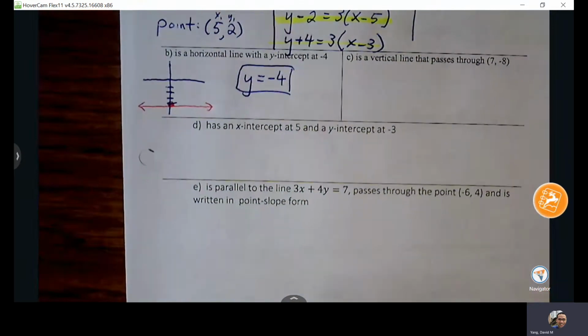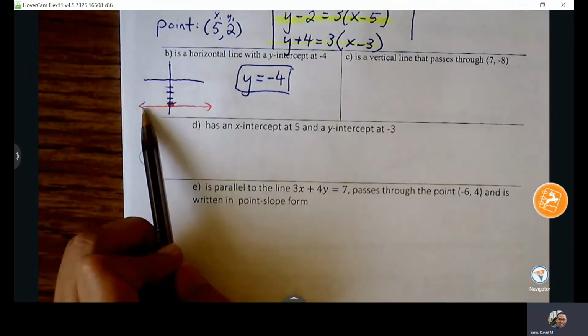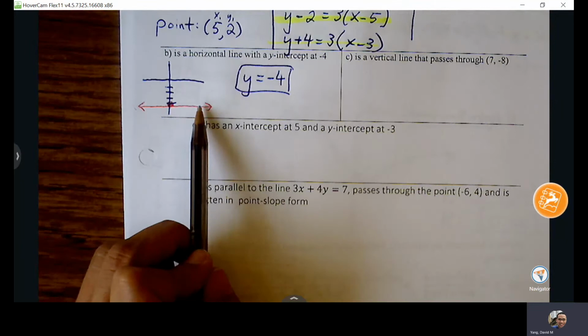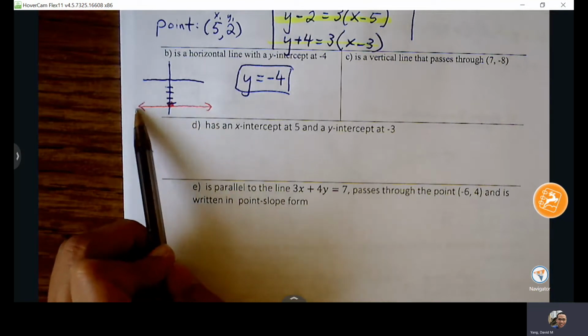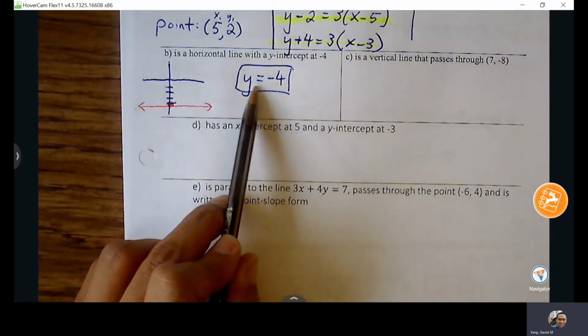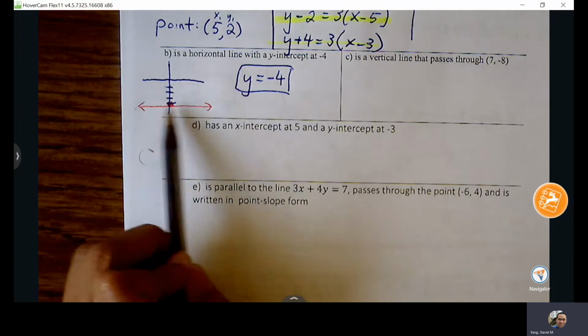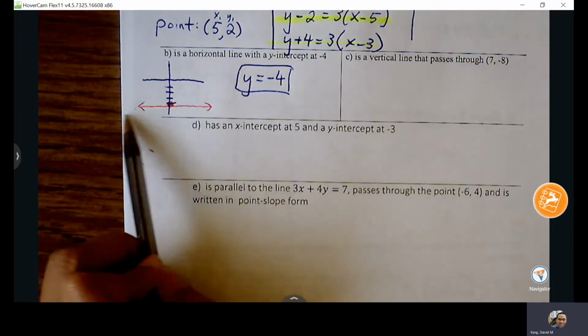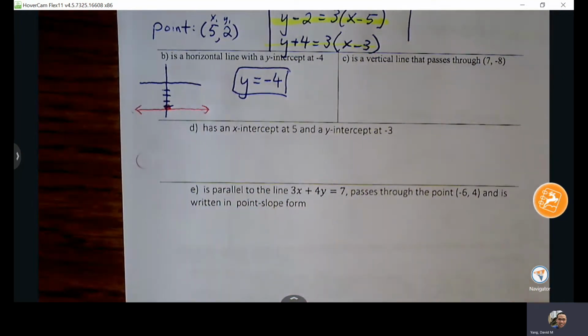So the reason why it's y equals -4 is because any point you can think of on this line has a y value of -4. So imagine we're just accumulating all the ordered pairs that have a y value of -4, and they're all just going to connect in a way that will create that line.